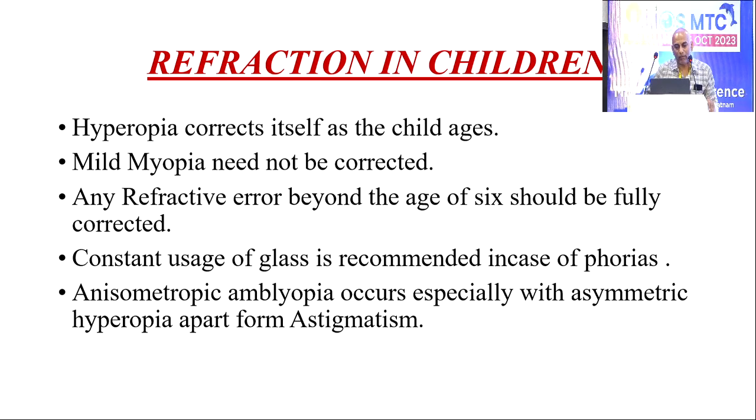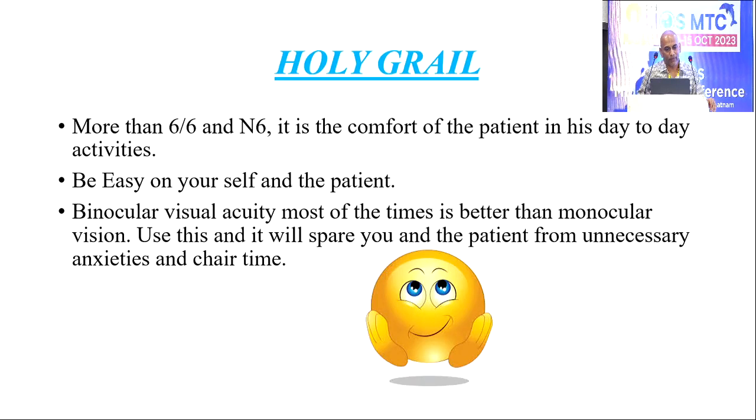And refraction in children, of course, you know that hyperopia may correct over a period of time, and mild myopia need not be corrected, but any refractive error beyond the age of 6 should be fully corrected, and constant use of glasses is recommended, definitely in case of exophoria and even for near reading, because to encourage accommodative convergence, you ask the patient to use the glasses constantly. And this one point I have seen in so many patients: anisometropic amblyopia occurs pretty commonly in hyperopes and asymmetric hyperopes, and they will be blind for life. So catching them early and treating them will be a great boon, more than cataract surgery.